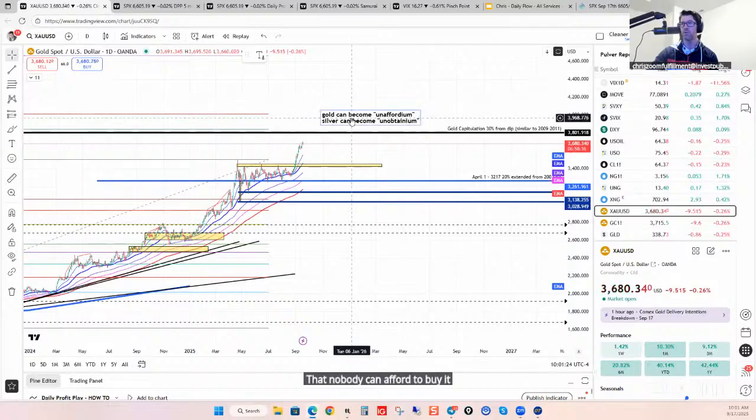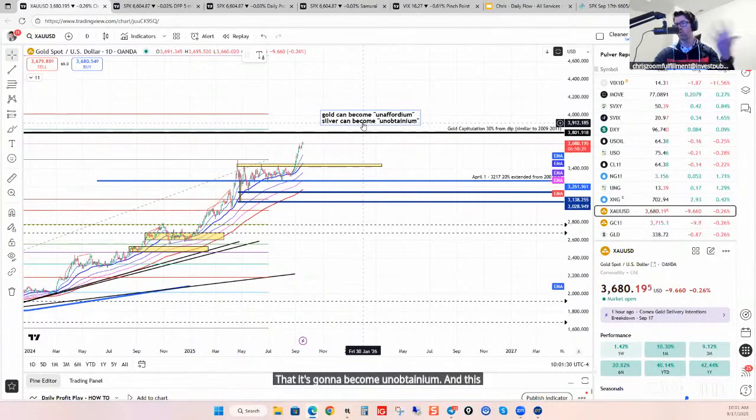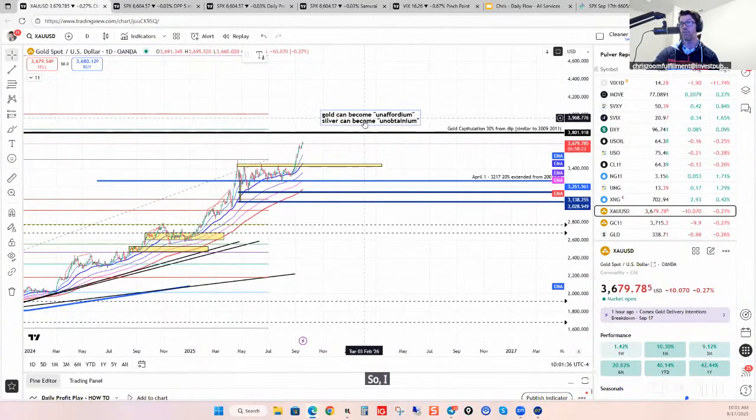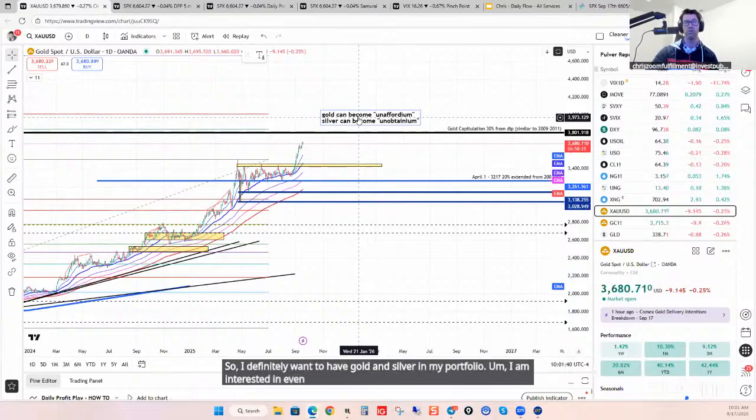And silver is going to be so hard to get that it's going to become unobtainium. And this gold and silver ratio feeds the narrative of driving prices higher on both. So I definitely want to have gold and silver in my portfolio. I am interested in even as much as 20 to 30% allocation of my portfolio in gold and silver.